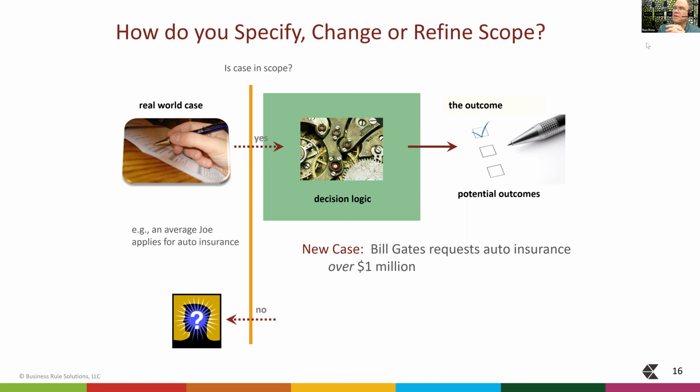Well, currently that's not in scope, but for the sake of argument, let's say that we want it in scope of the decision table. So we want to consider that possibility. Probably not the best choice, but what we want to do is declare that.